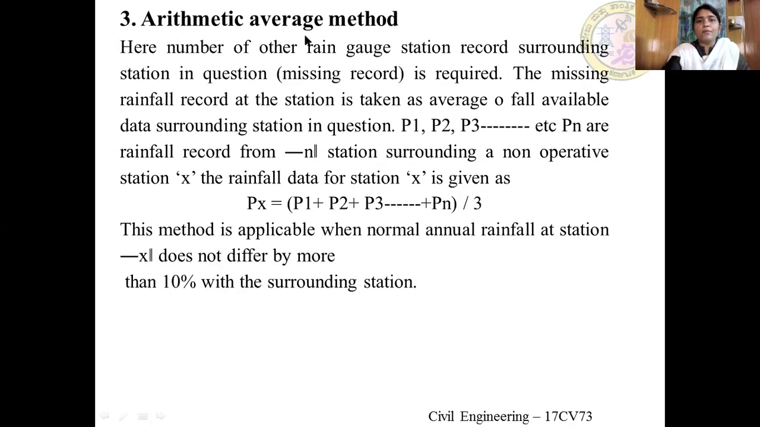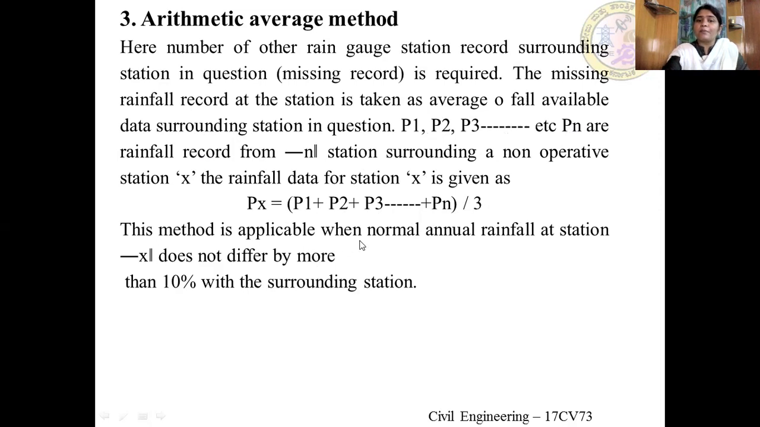And the third one is simple method, that is arithmetic mean method. Here also it is arithmetic average method. So here the number of other rain gauge stations surrounding the station in question, which is missing record, is required. The missing rainfall record at the station is taken as average. Then which is compared with the available data surrounding the station P1, P2, P3 up till Pn. Then these are compared with that station surrounding a non-operative station X. And finally, the rainfall at X is given by P1 plus P2 plus P3 up till Pn divided by n.